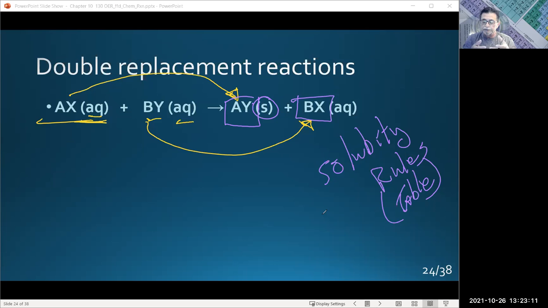We get a solid material because of its nature. It's not soluble in water and it will precipitate. It gets cloudy. And the other partner, 9 times out of 10, is soluble. The other new compound, I should say. If both new products are soluble, then no reaction. If both soluble, no reaction.